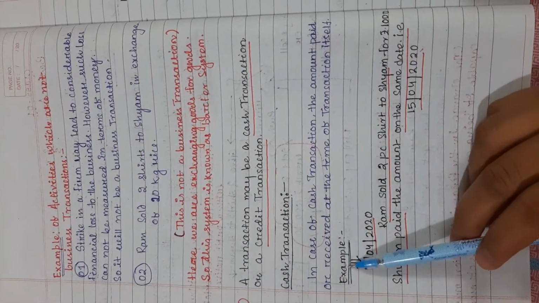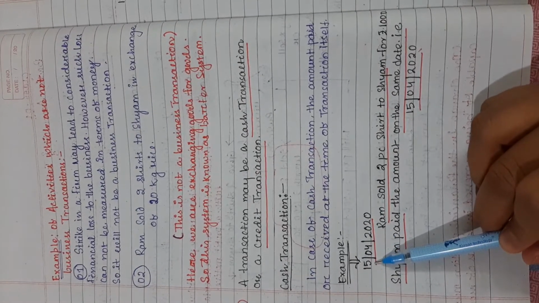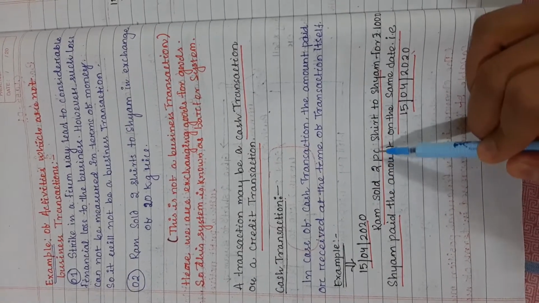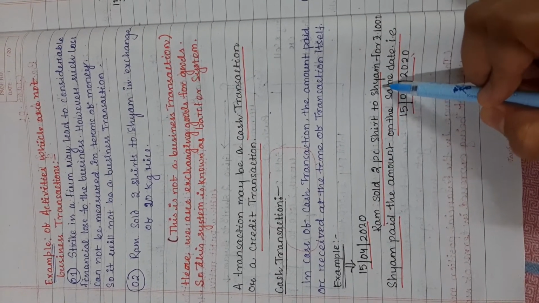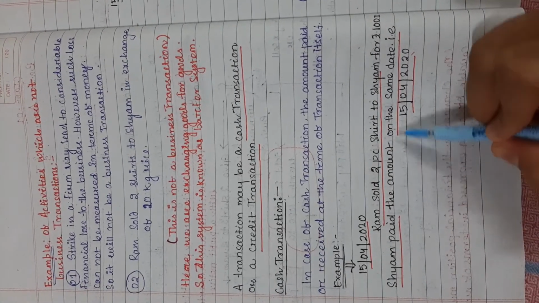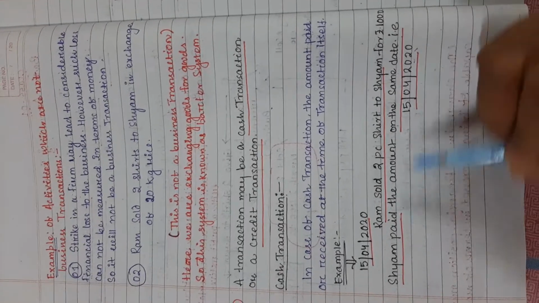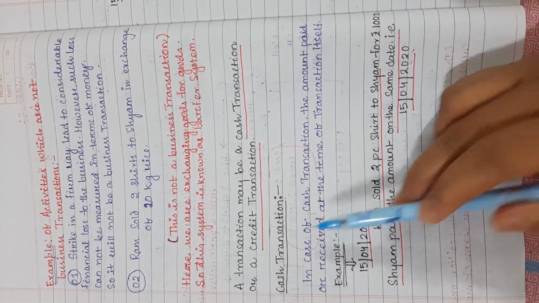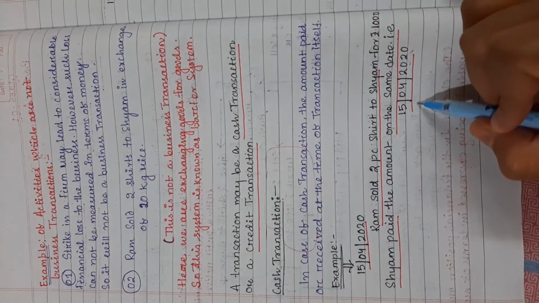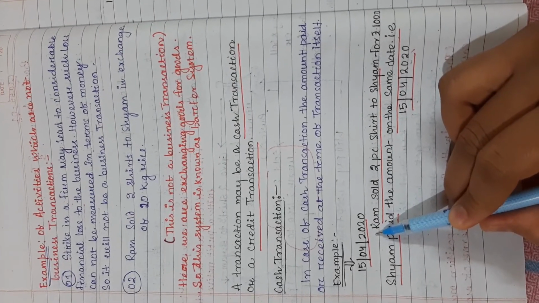Now we will go to this example. In this example, assume that on 15th April 2020, Ram sold a 2-piece shirt to Sam for 1000 and Sam paid the amount on the same date, that is 15 April 2020. So this is one type of cash transaction because the transaction takes place on the same date and the money is paid by Sam on the same date. Okay, so this is your cash transaction.